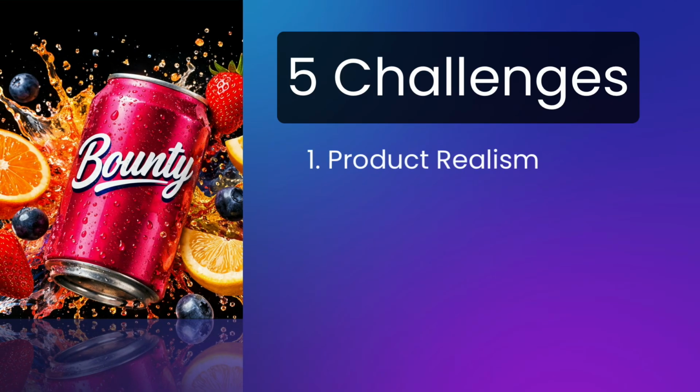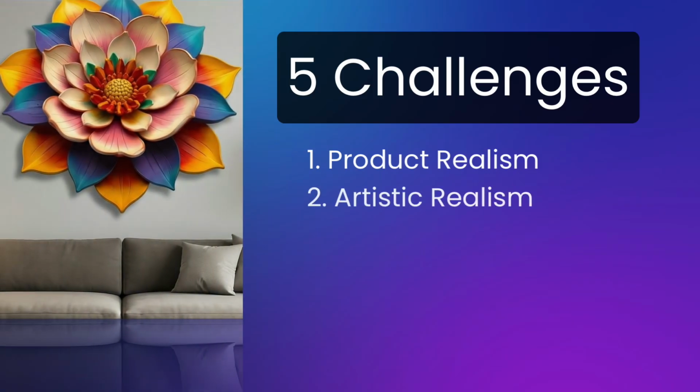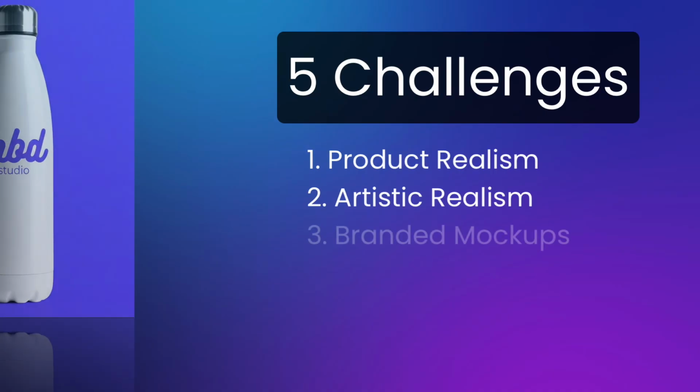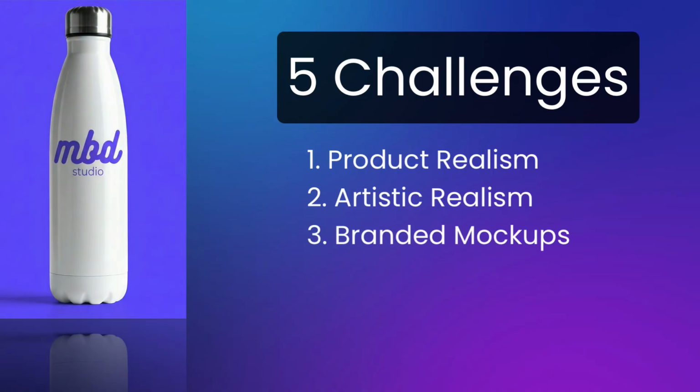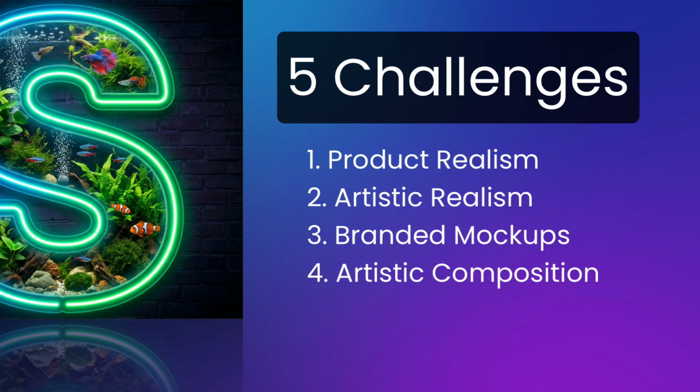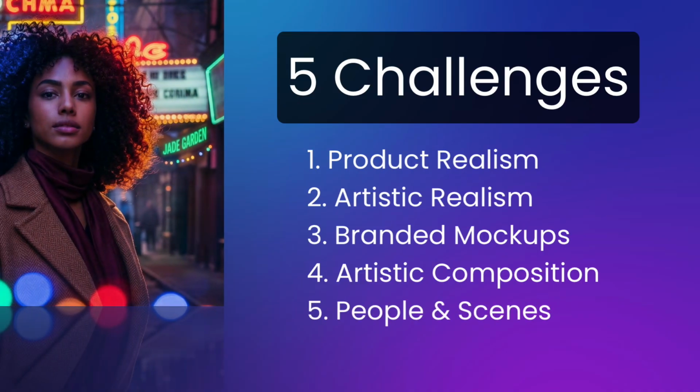Product realism, creating a dynamic, high-speed product shot from scratch. Artistic realism, creating a colorful artwork, then adding it to a scene. Branded mockup, adding a logo to a water bottle using reference images. Artistic composition, designing within a shape using a reference image. People and scenes, taking a studio shot and adding a scene, then changing an image from day to night.